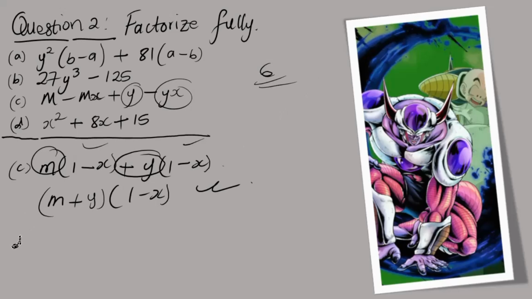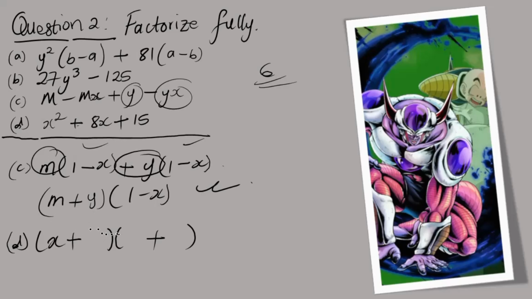Perfect. Okay, now D, it says x squared plus 8x plus 15. Factorize that. What type of factorization? We have difference of, no. We have a quadratic trinomial there. So since everything is positive, it means all my brackets will be positive. Guys, remember, you have to know how to factorize. If you cannot factorize, you cannot win in this grade.